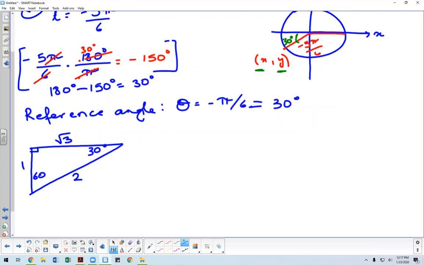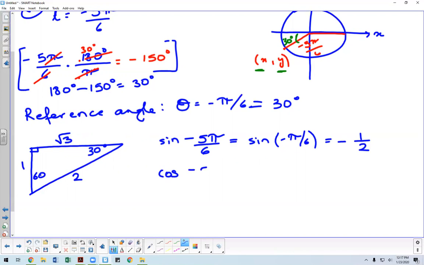So that means if I'm talking about sine of negative 5 pi over 6 in terms of the reference angle, you're looking at sine of negative pi over 6, which again is the 30 degree angle. That's going to be opposite over hypotenuse, right? Which is going to be the 1/2, but being a quadrant 3 angle, you want to put the negative sign in there, okay?